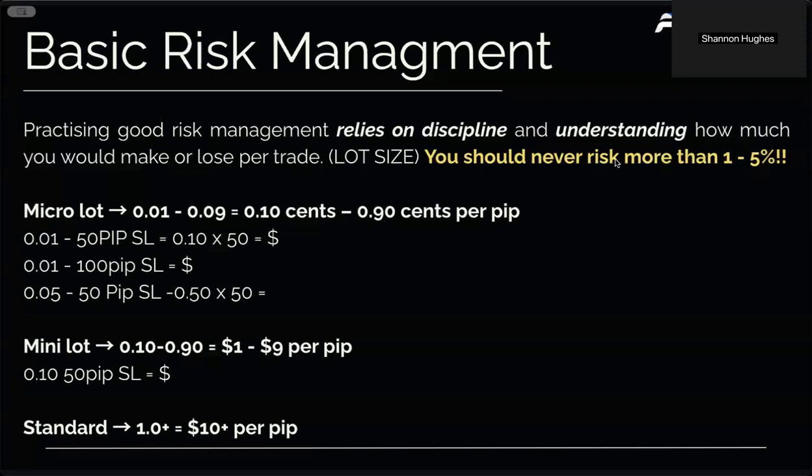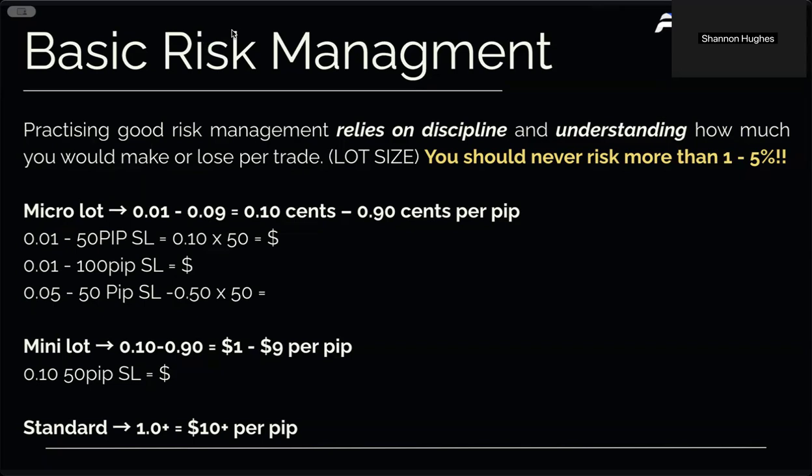Okay, this goes all the way up to 0.09, which would be 90 cents per pip of movement. 0.02 would be 20 cents, 0.03 would be 30 cents, so on and so forth. So let's actually do an example, and this is where I'm hopefully going to have some engagement in the chat.